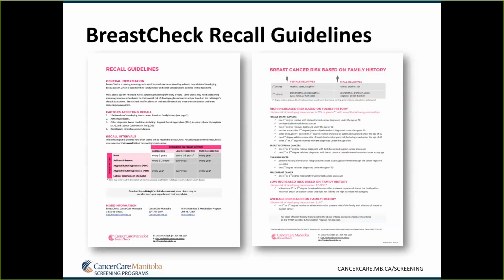Factors that affect the recall include a lifetime risk of developing breast cancer based on the family history. This relates to the questionnaire that the client fills out at the start of the exam. Women with Ashkenazi Jewish descent are at increased risk. Other diagnosed breast conditions based on previous breast biopsies, which included atypical duct hyperplasia, atypical lobular hyperplasia, lobular carcinoma in situ, also impart an increased risk.